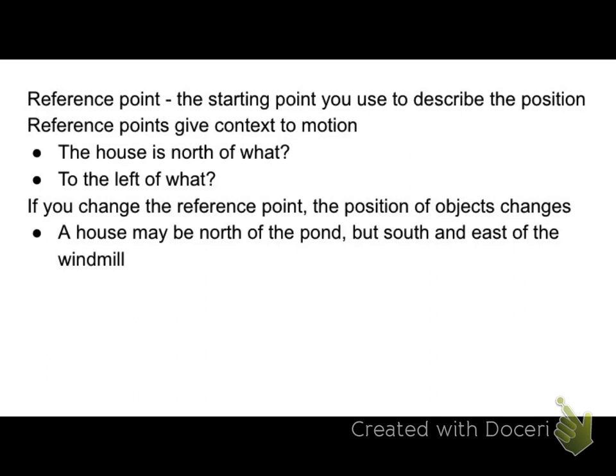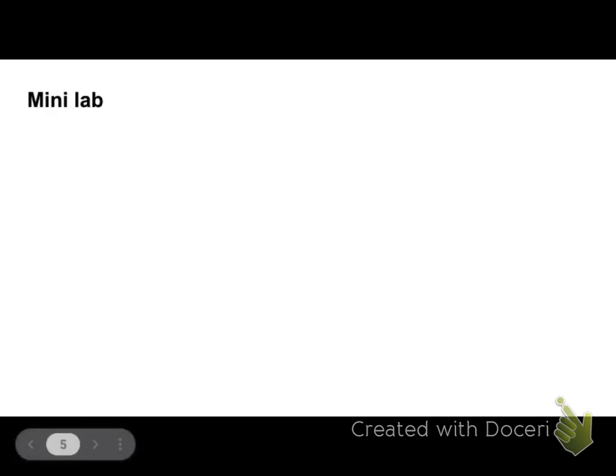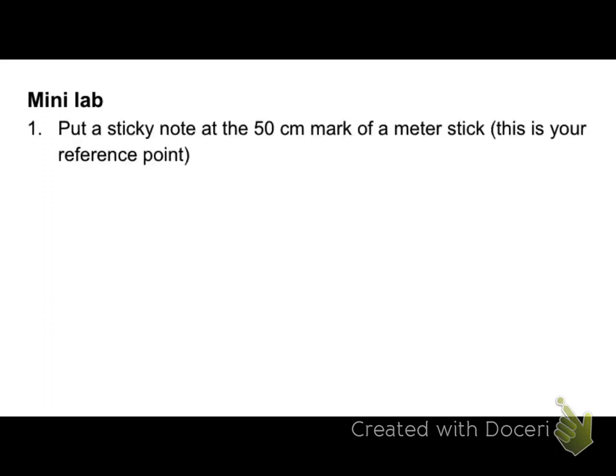What we're going to do next is a little mini lab to approach the next idea, okay? This mini lab is in your books, but I have the instructions here so you don't have to flip to it. Basically, you're going to collect a meter stick, and I'm going to give you a sticky note, and you're going to put your sticky note at the 50 centimeter mark, the very middle of your meter stick. That's going to be your reference point for this lab, okay?